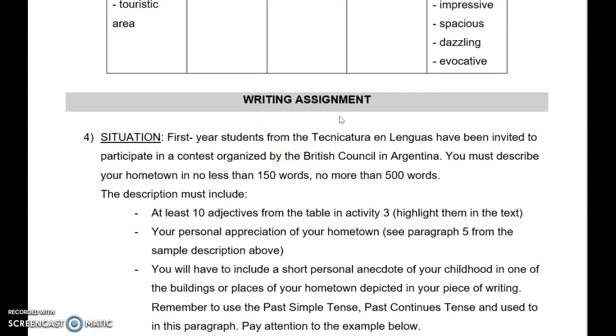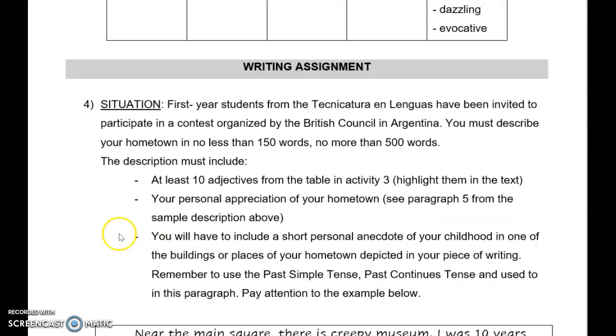And in general, we give you a situation so you know the audience, you know who you are writing to, right? So in this situation, you are participating in a contest because it says, first-year students from the Tecnicatura en Lenguas have been invited to participate in a contest organized by the British Council in Argentina. You must describe your hometown in no less than 150 words, no more than 500 words.